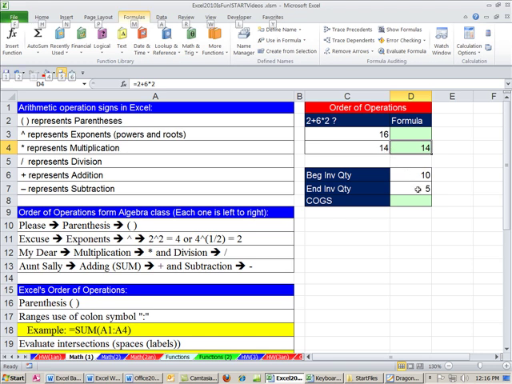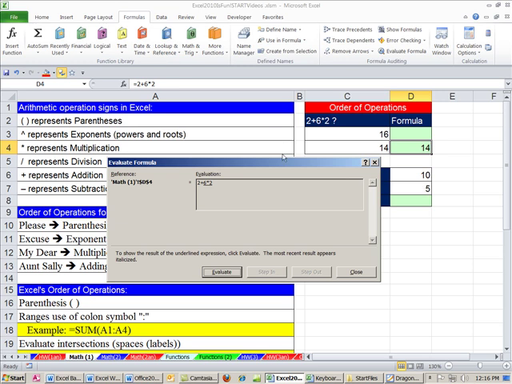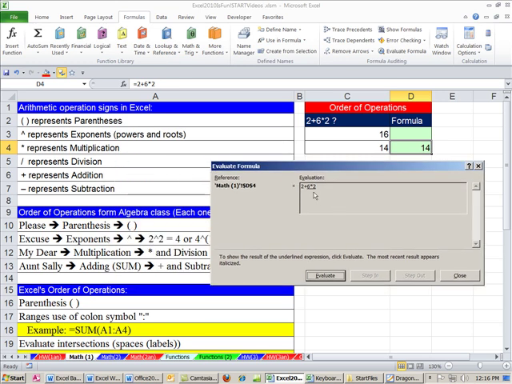Alt-T-U-F. I always remember it because it's tough. And look at that. The evaluator will underline the thing it's about to calculate, and multiplication is underlined. I click the Evaluate button or press Enter. Now it's going to do the plus, so it does the multiplying first. I hit Enter, and I can see that 14.